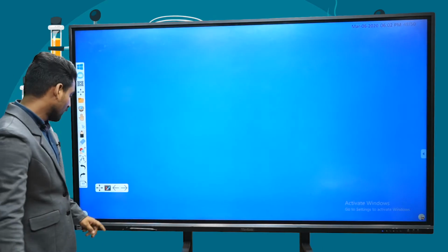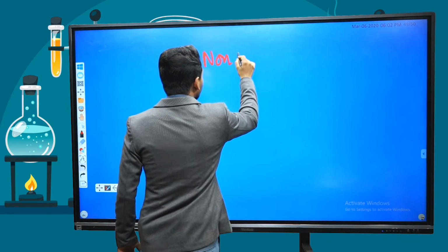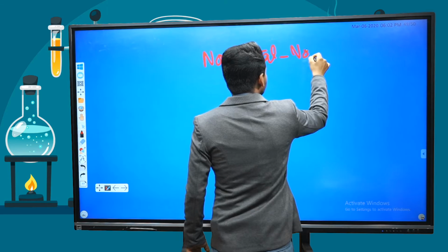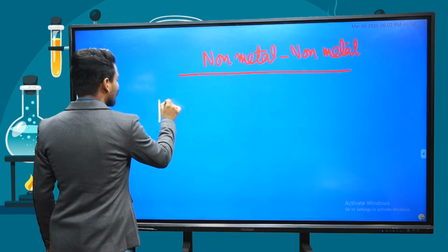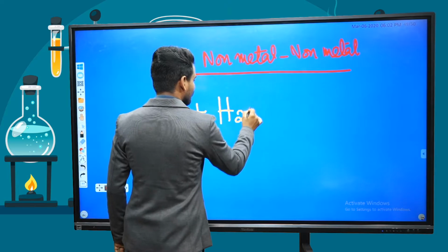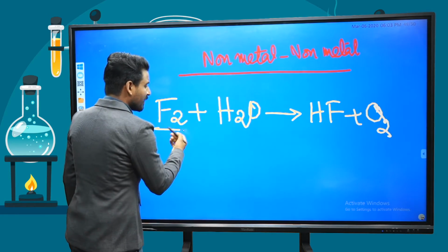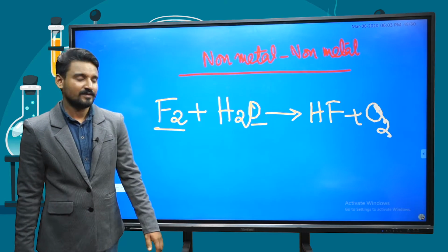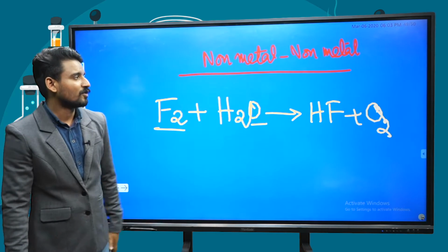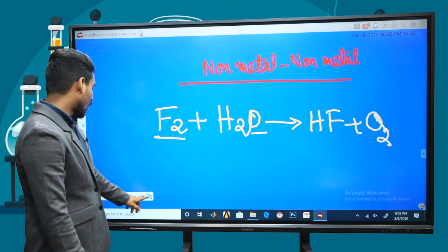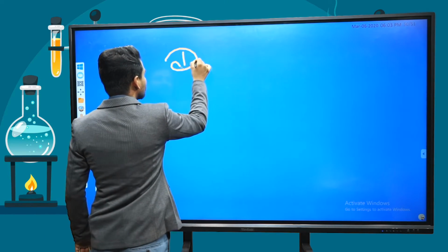Let us consider another example, non-metal displacement. Let's write the heading: a non-metal can replace another less reactive non-metal. That is called non-metal displacement. Let us take one example, fluorine plus water. What may be the reaction? HF plus oxygen. Here fluorine replaced oxygen from water. That is, more reactive fluorine replaced less reactive oxygen from its hydride. This is non-metal displacement. Let us move on to the next type of redox reaction, disproportionation reaction.